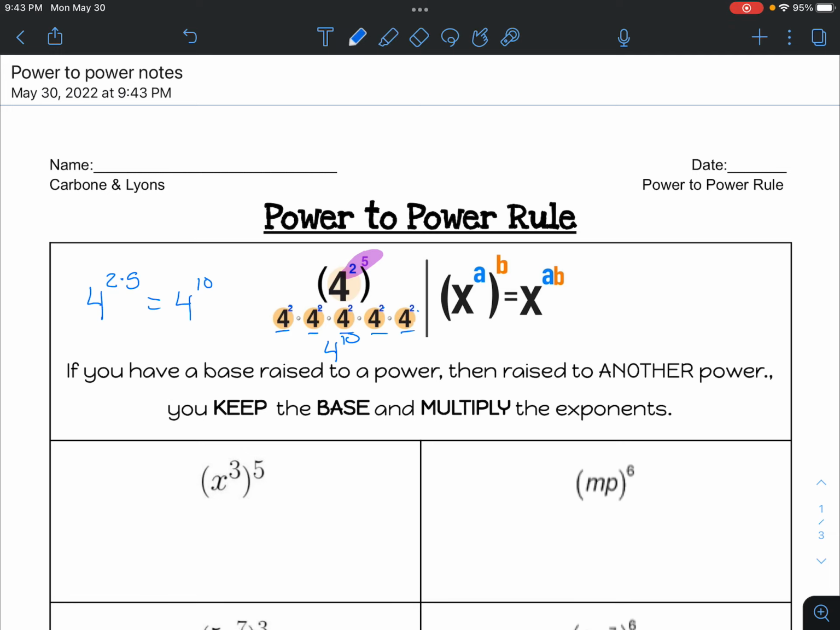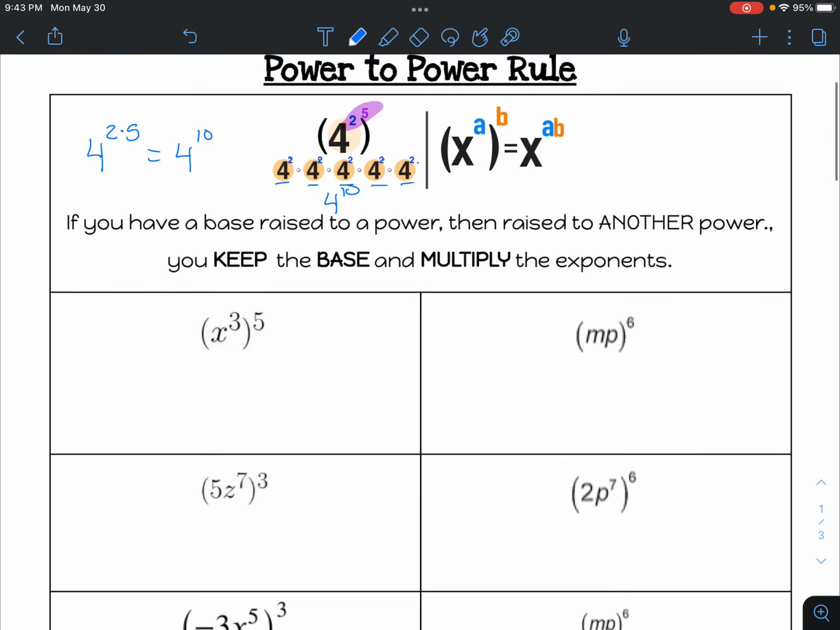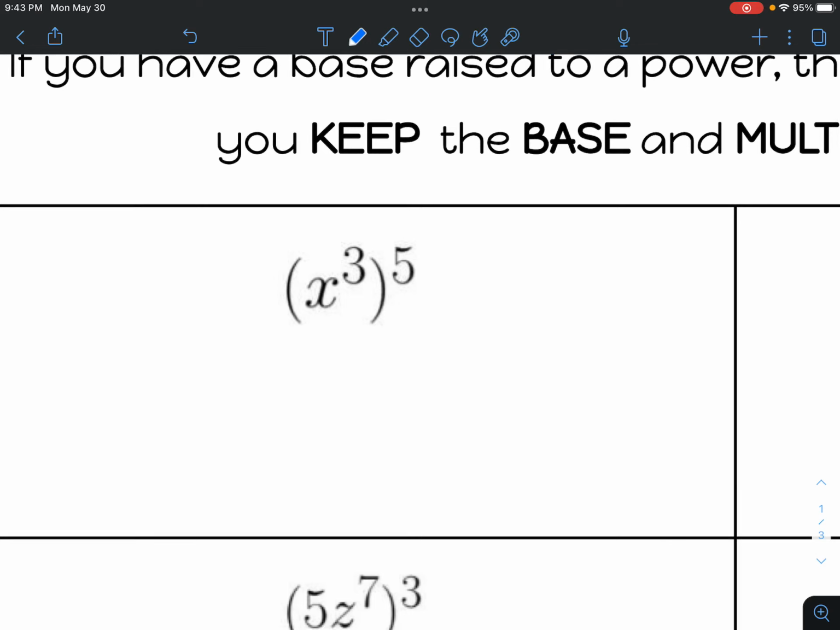All right, let's practice. X to the third to the fifth. We will keep the base of x, and we will multiply our exponents. 3 times 5 is 15. So the answer here is x to the 15th.